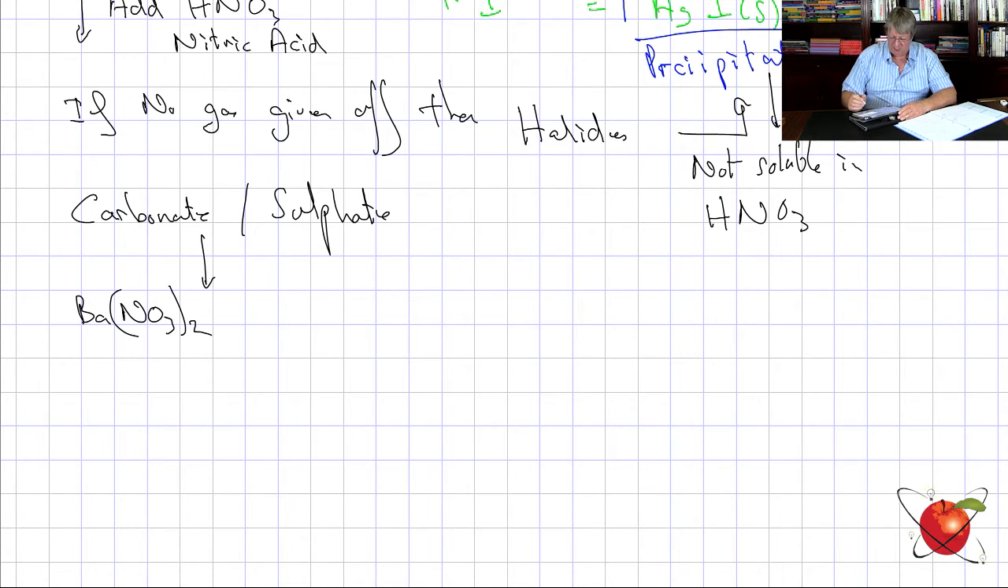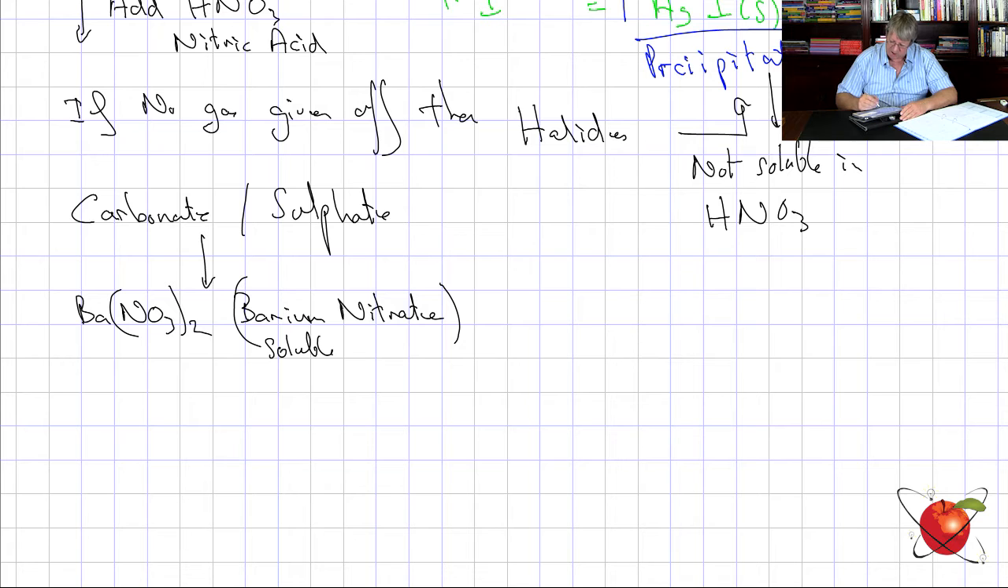Add Ba(NO3)2 to the mix, barium nitrate. Okay, let's just put it here. Not nitrate, barium nitrate, to the mix. All right, what's going to happen? Well, essentially, the barium nitrate is soluble.